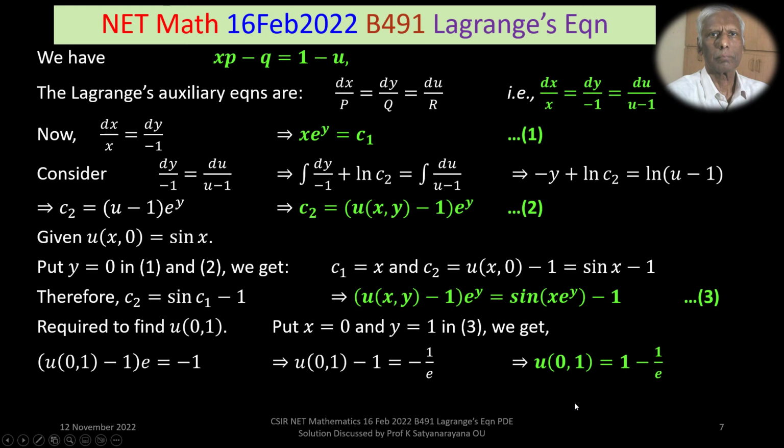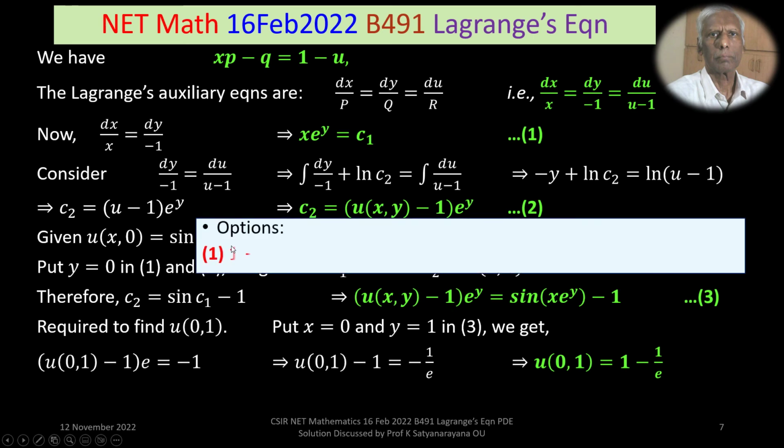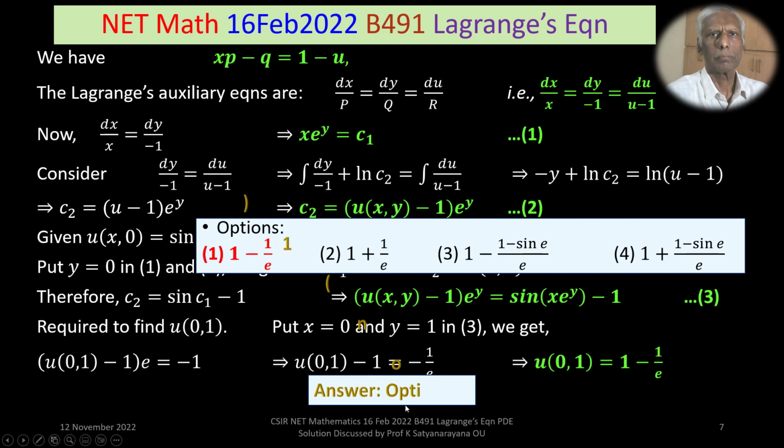So that's our answer. And let's look at our options. In these 4 options, our answer 1 minus 1 by e appears against option 1. Therefore, our answer is option 1.